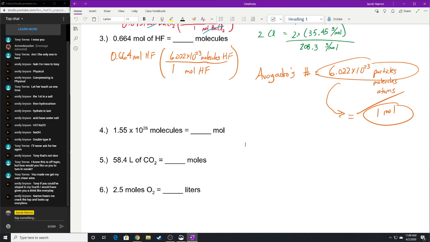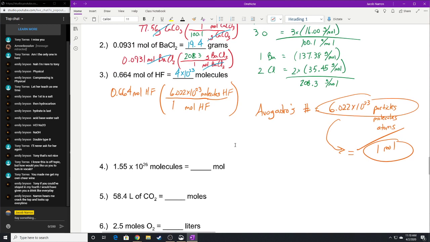So I'll do 0.664 times 6.022 E 23, and I get 4, basically. No, I'm just kidding. 4 times 10 to the 23rd molecules, which is a lot of molecules. That's a lot. Alright, moving on to number 4.